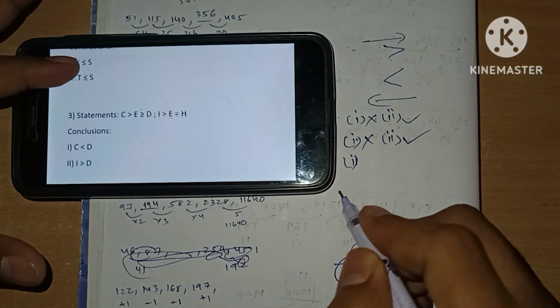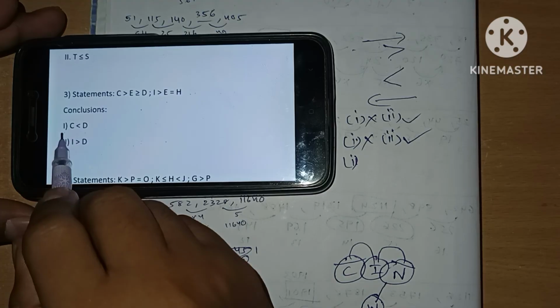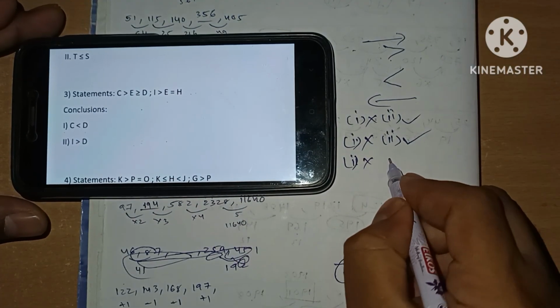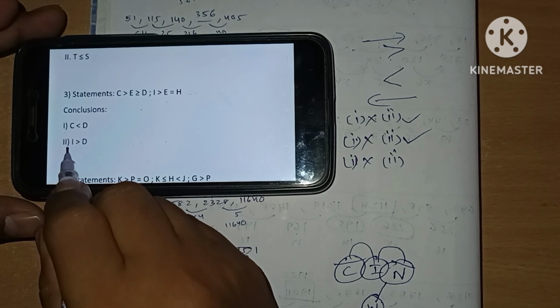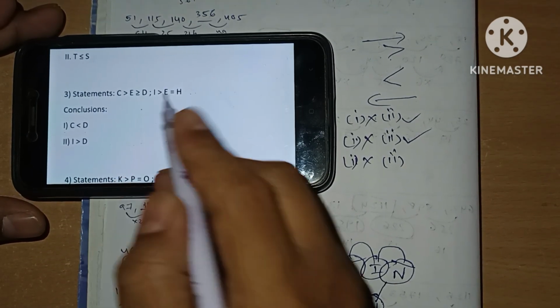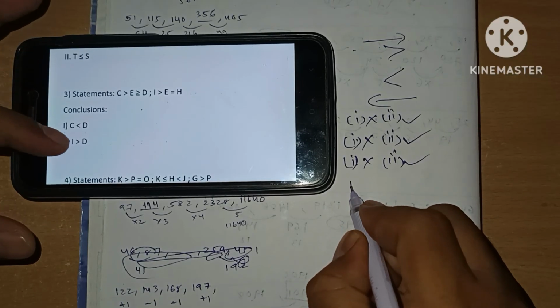Third question, first conclusion, the flow from D to C. From D there is no flow. So first conclusion will be false. Second conclusion, the flow from I to D. From I we can reach to E. From E we can reach to D. So second conclusion will be true.